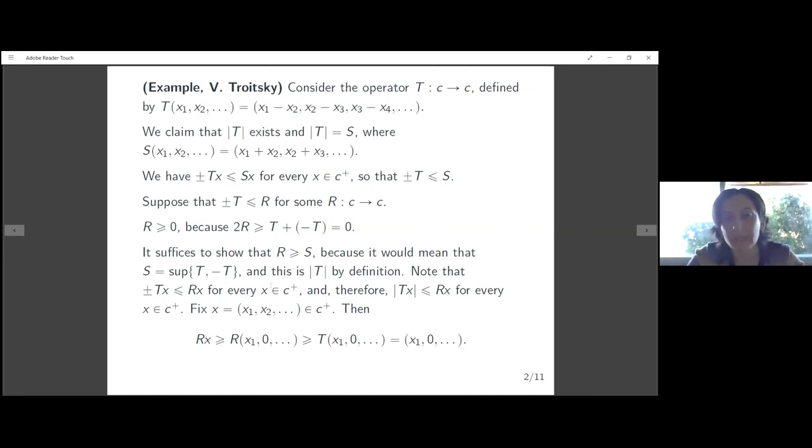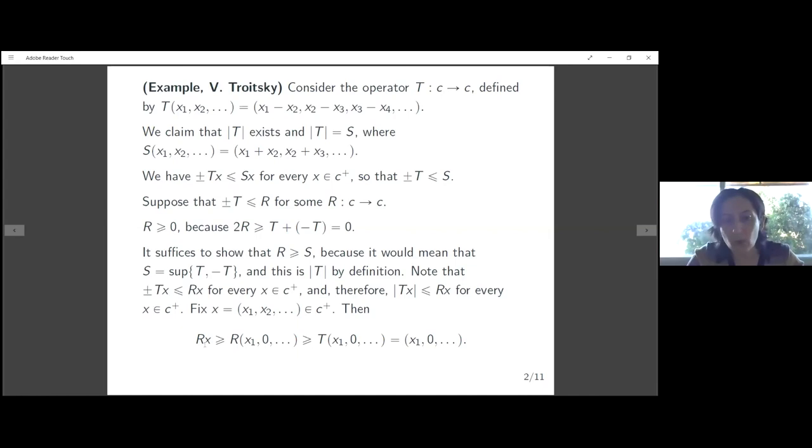So S will be the modulus of T, and modulus of T will prove to exist. So we note that plus minus T, because of this condition here, plus minus Tx is less than or equal to Rx for every positive vector in C, and hence modulus of Tx is less than or equal to Rx for every positive x. Now we fix any positive vector in C.